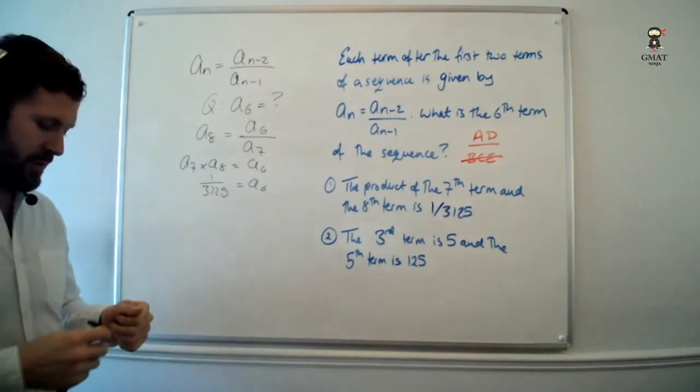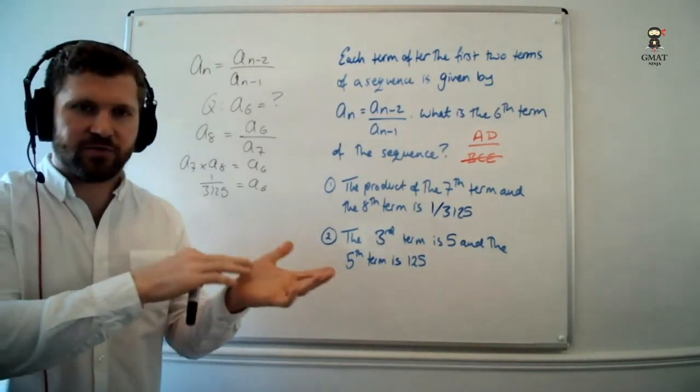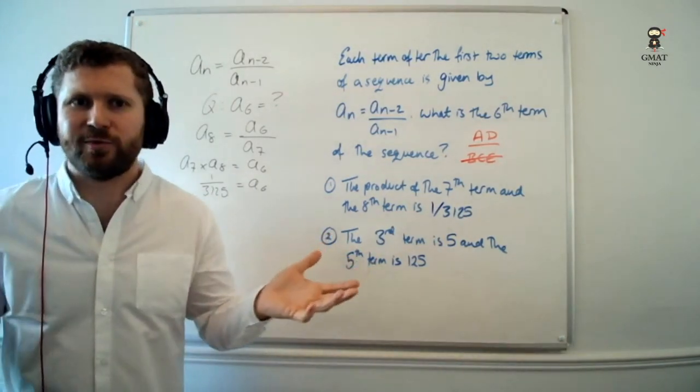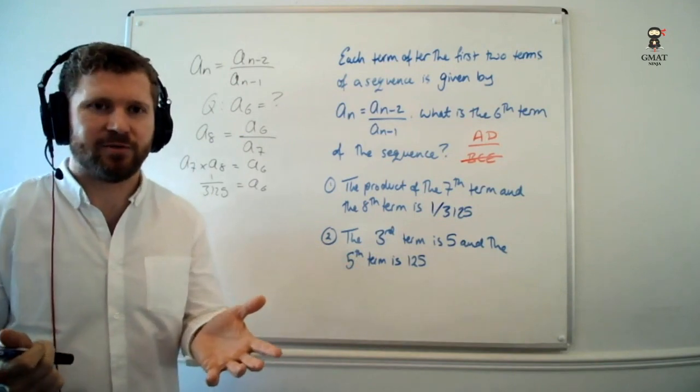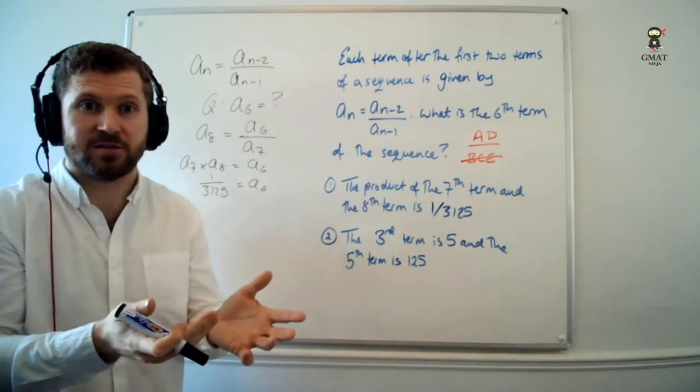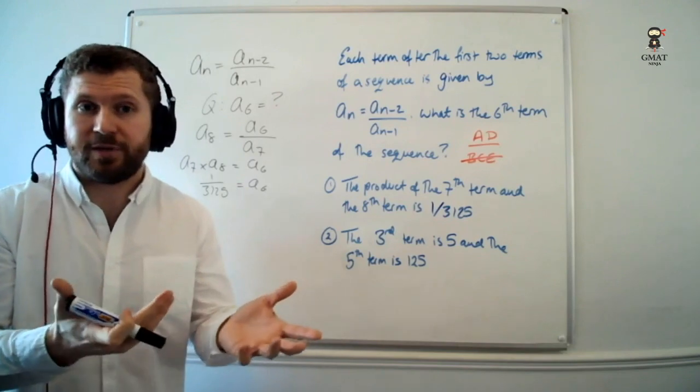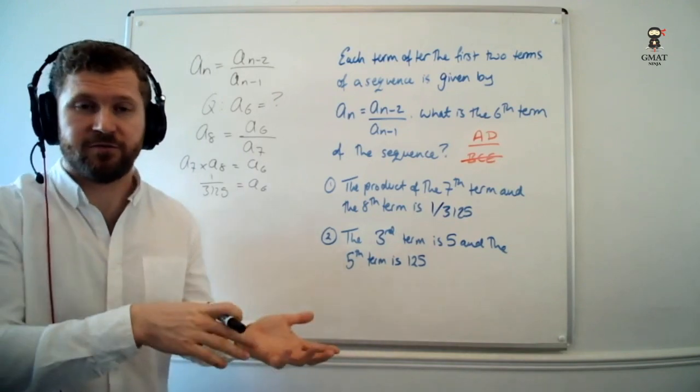All right, this time, the 3rd term and the 5th term. So we're looking for number 6. We've got 3 and 5. At the moment, that doesn't appear particularly helpful. If I had 4 and 5, I could find 6, but I don't. But I do have 3 and 5. So could I find 4?